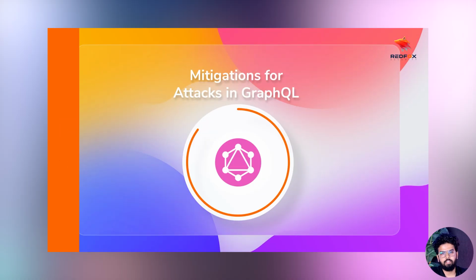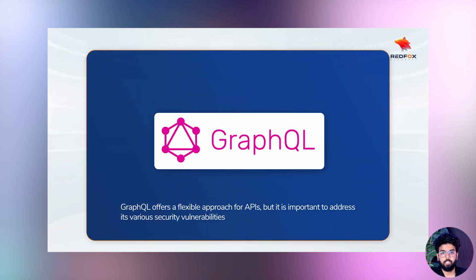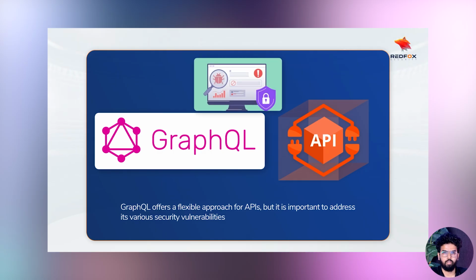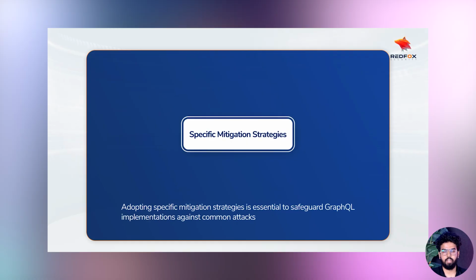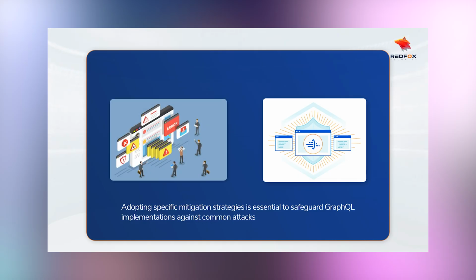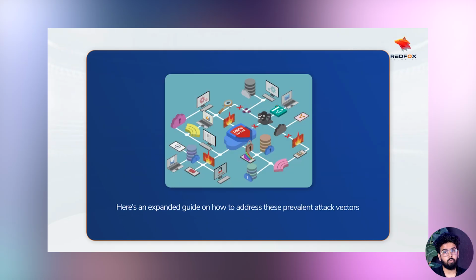Mitigations for attacks in GraphQL. Now, GraphQL offers a flexible approach via APIs, but it is important to address its various security vulnerabilities. Adopting specific mitigation strategies is essential to safeguard GraphQL implementations against common attacks. Here is an expanded guide on how to address these prevalent attack vectors.